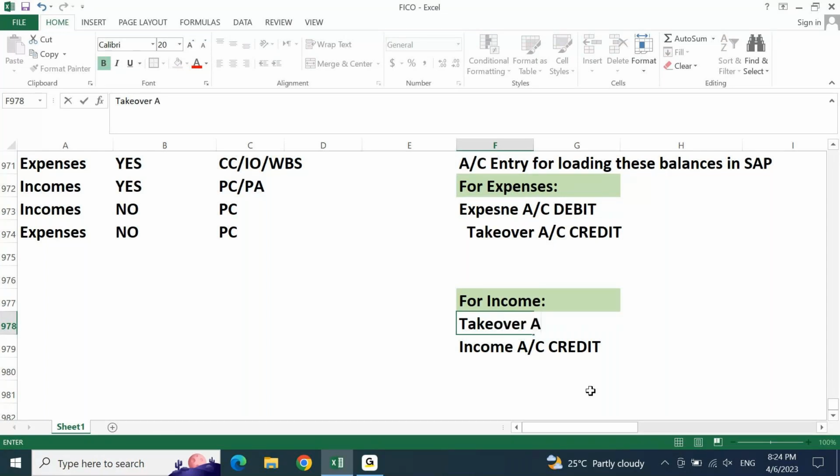Takeover account debit, income account credit. This will be the accounting entry for all your income related items from your trial balance.